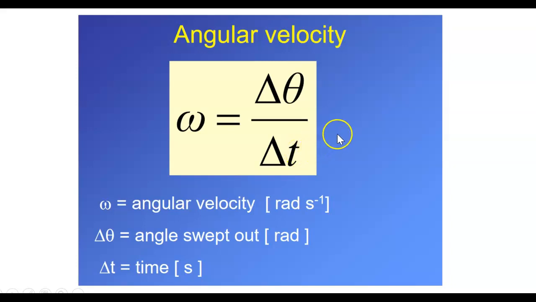It's a similar idea to when we looked at linear velocity. We were talking about the rate of change of linear displacement. With angular velocity, we're talking about the rate of change of angular displacement. The angular velocity is measured in radians per second. We write the radian as rad, and then s to the minus 1, and then this familiar t in seconds for time.